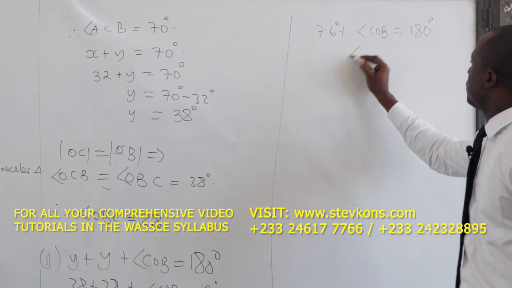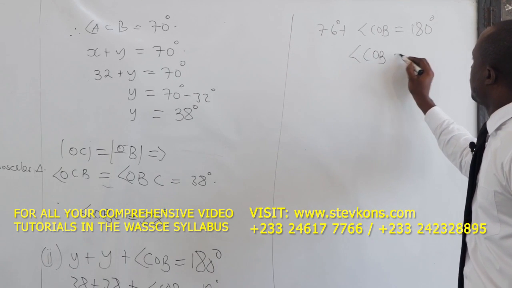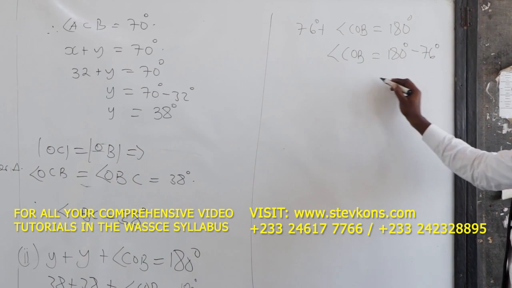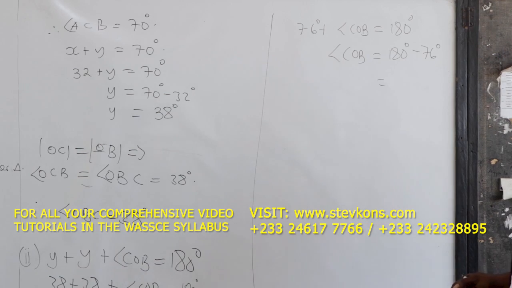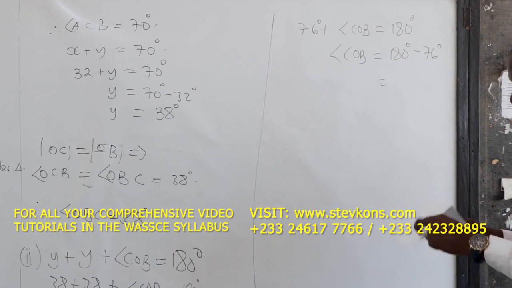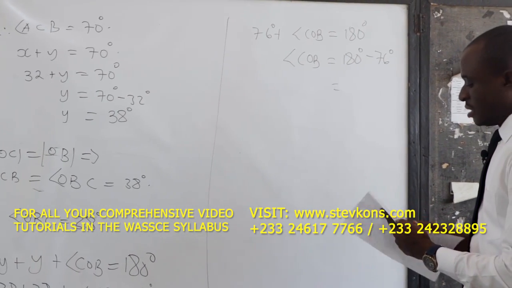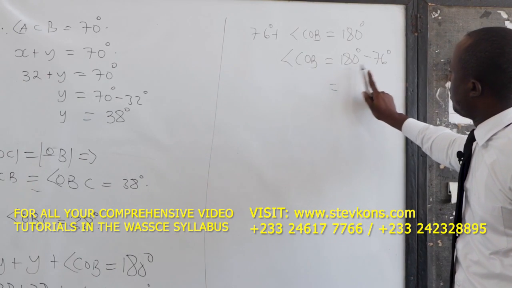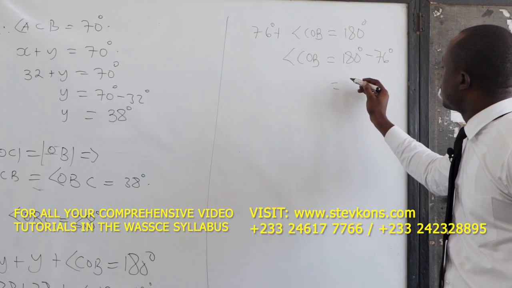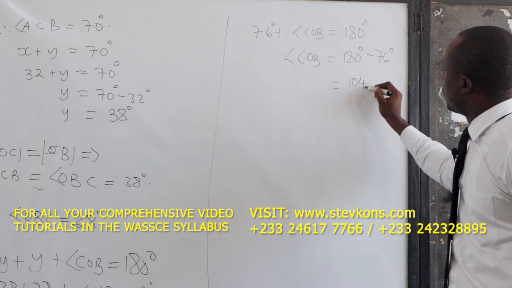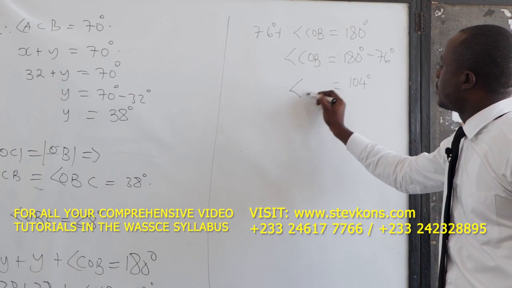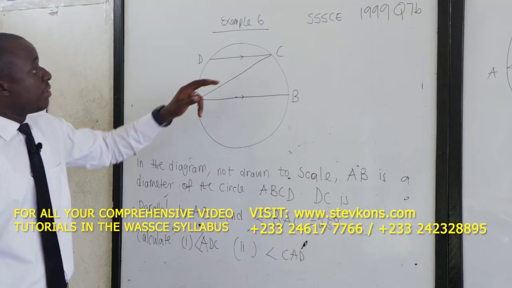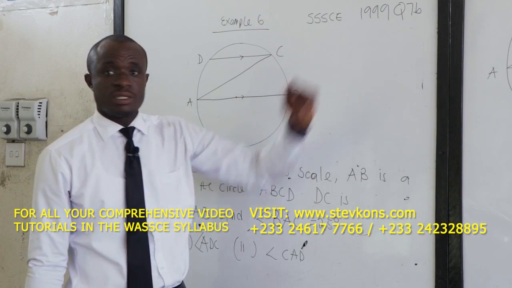So we have 76 plus COB equal to 180 degrees. We want to find COB. So you have 180 degrees minus 76 degrees, and this is 104 degrees. That's angle COB.